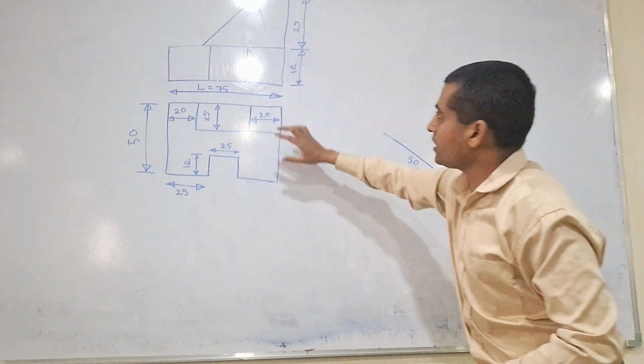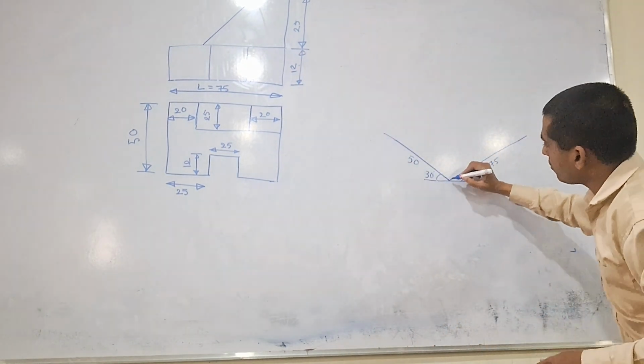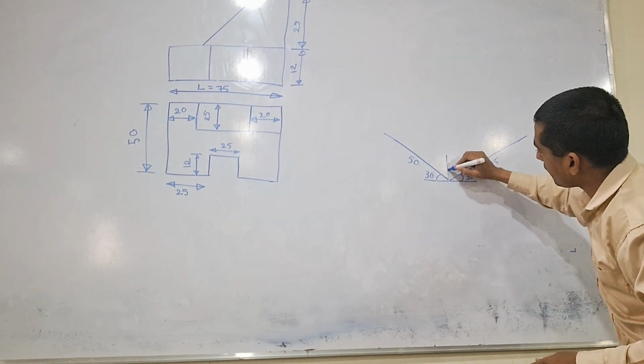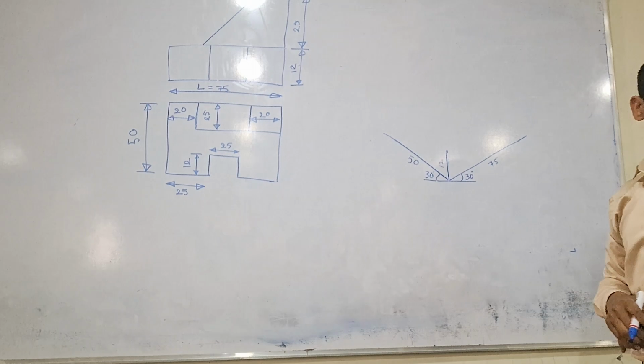Now the height. How much is the height? I am taking this much first. How much is it? 12. With the 12 mm height, I have drawn one vertical line here. 12 mm, right?